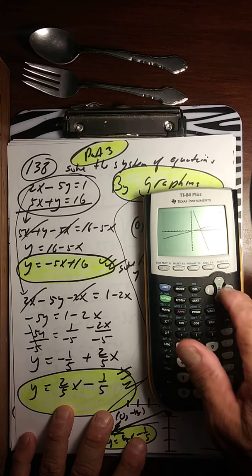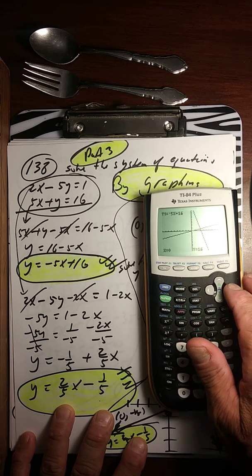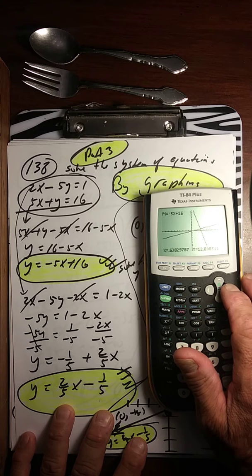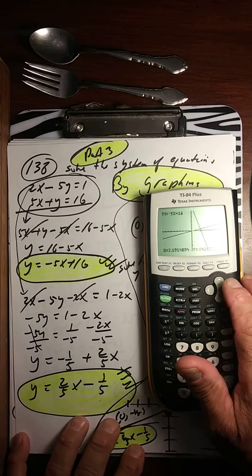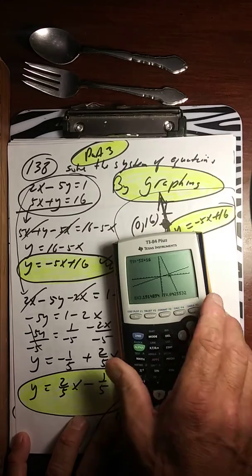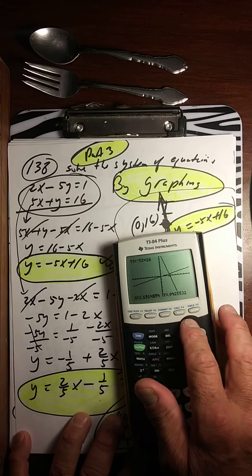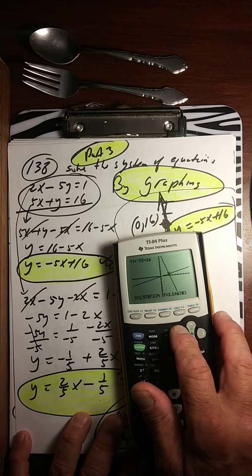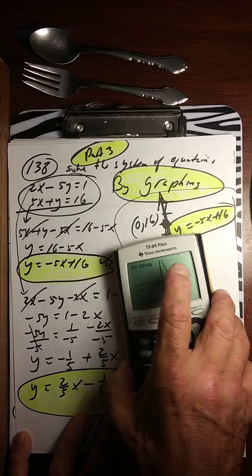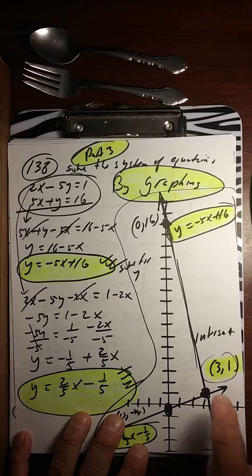And there it is, it crossed somewhere. So do a trace, and the number, where's my trace here? There it goes. Looks like it's close to 3, 3 and 1, close to 3, 1. 3, 1 right there.